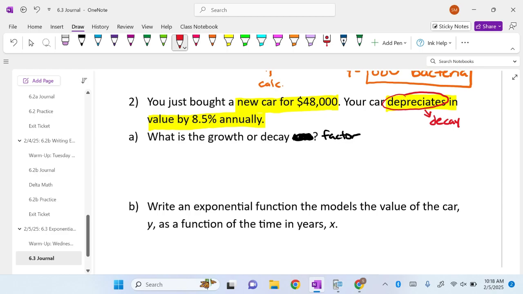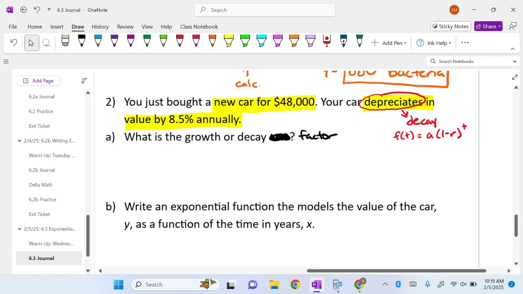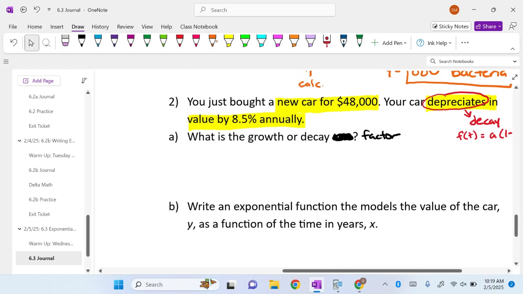Now, if it said appreciates, that would be a growth. That means it's gaining money. All right. So that means that the formula that we're using is f of t is equal to a times 1 minus r raised to the t power. So what's my r value in this case? Because we're trying to find our decay factor. 8.5 is my r value.